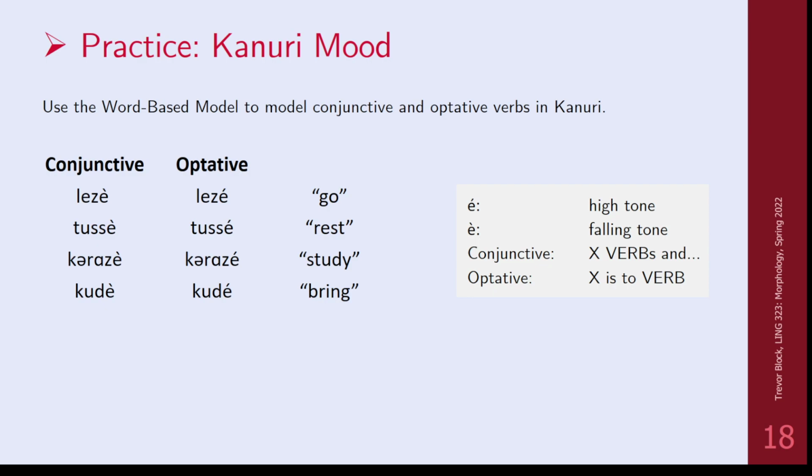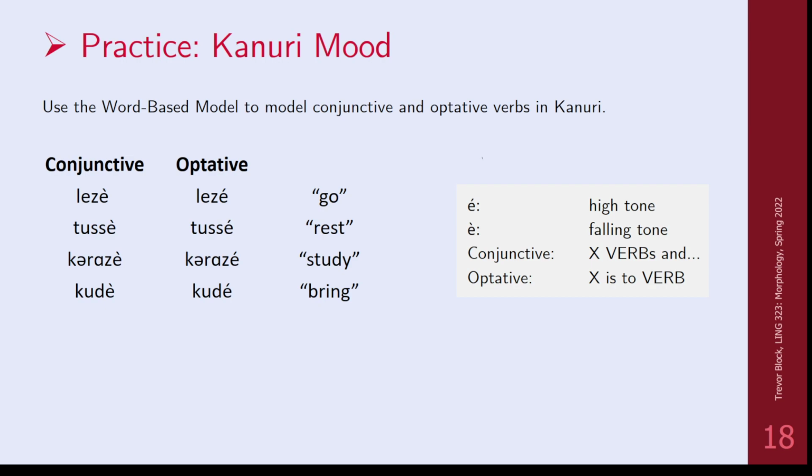So this was the final practice exercise we did this week, modeling conjunctive and optative verbs in Connery. Conjunctive forms just mean like to do something and something else. So the conjunctive form of go is like I will go and do something else. The optative form is like to hope or to definitely do. So the optative form of to go is like I am to go somewhere later.